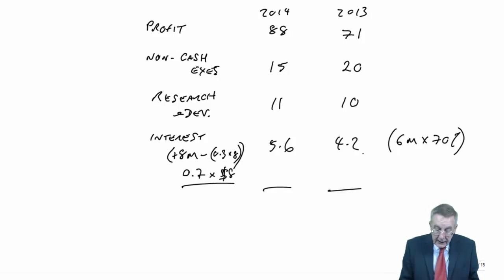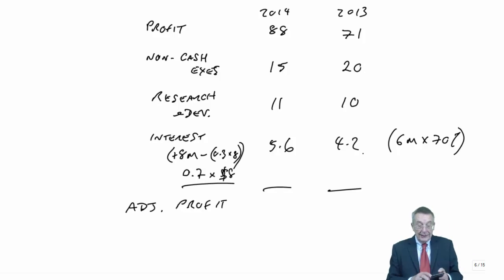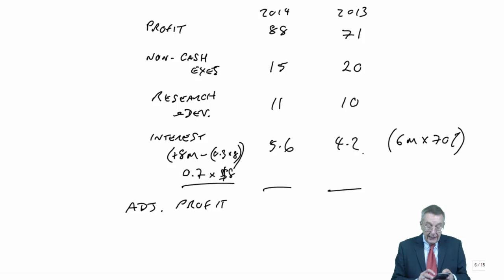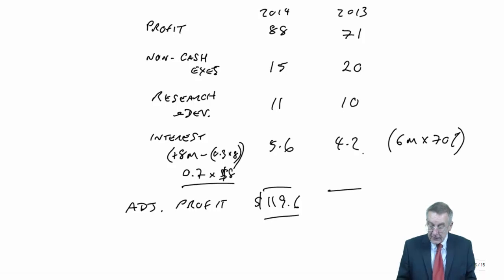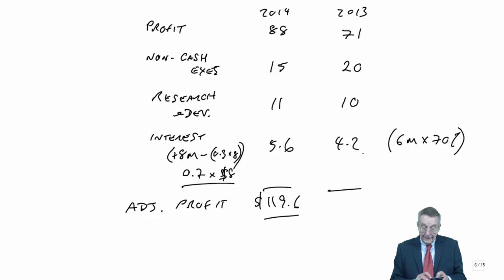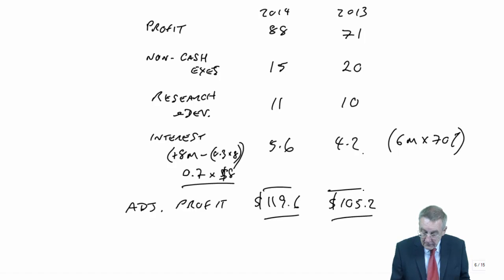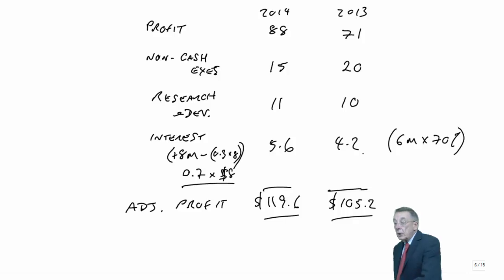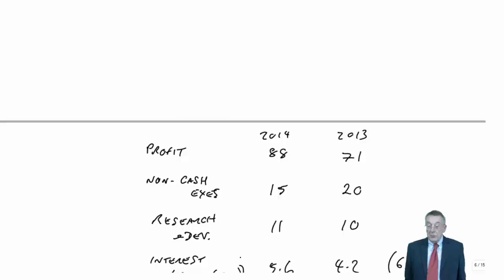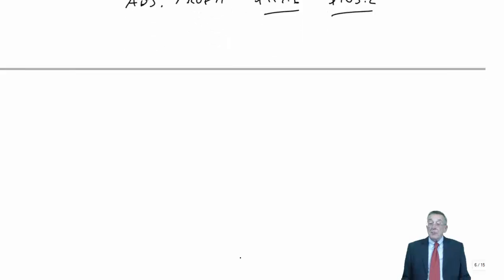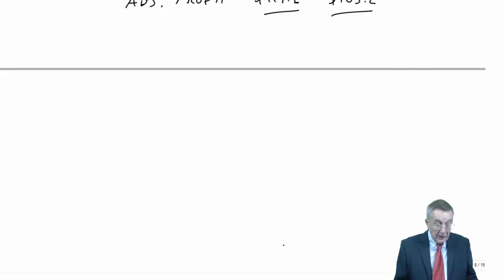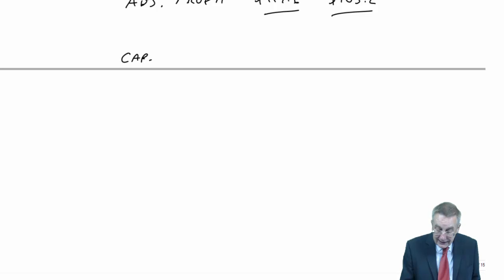So that gives us an adjusted profit for these purposes of 88, 15, 11, 5.6, 119.6 in 2014, and in 2013, 105.2. So we'll put it all together shortly, but there's the profit figure we're going to use, the adjusted profit. But before we do put it together, we need to also adjust the capital employed.